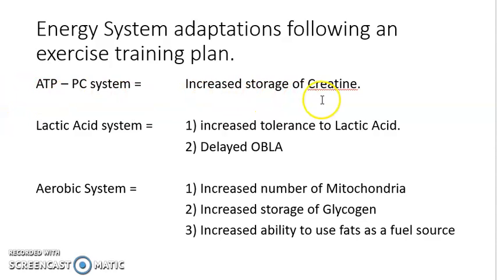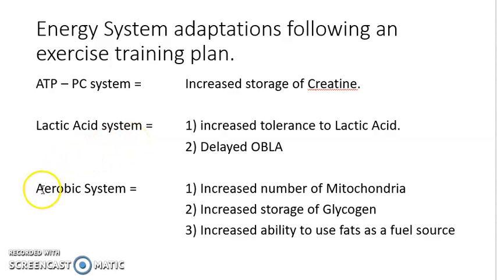But what does the increased storage of creatine mean for the ATP-PC system? In the lactic acid system, there are two responses we get. We get an increased tolerance to lactic acid, and linked to that, a delayed OBLA. If you remember, OBLA is the onset of blood lactate accumulation, so it's the point at which lactate starts to accumulate within the blood. The two things there are directly linked. Again, how does that impact on our footballer in the question?